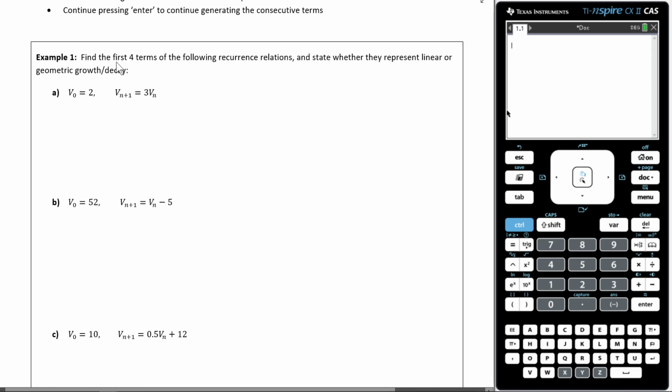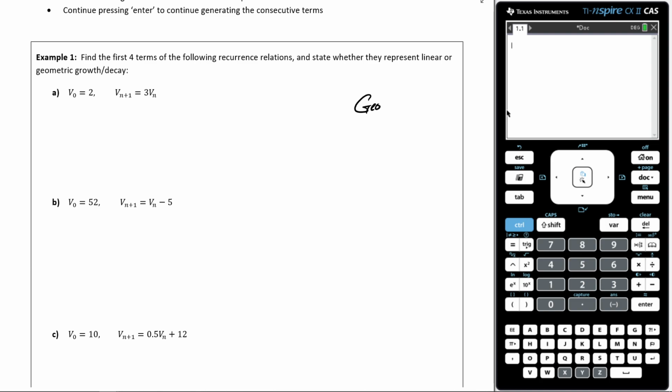So example 1, find the first 4 terms of the following recursion relations and state whether they represent linear or geometric growth or decay. Let's look at our first one here. So we're starting at 2, and our next term will be found by multiplying our current term by 3. That's how we read that off there. Initially, we should be able to figure out whether or not we're dealing with geometric or linear. It's clearly going to be geometric.